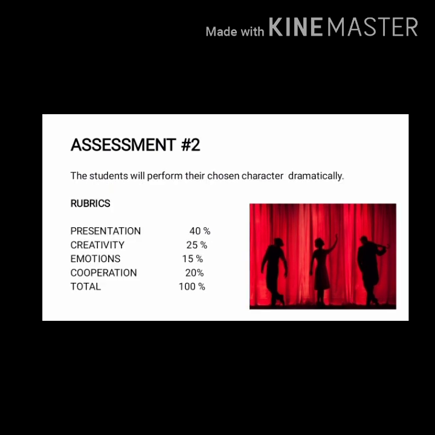Assessment number 2. The students will perform their chosen character dramatically. For the rubrics, presentation 40%, creativity 25%, emotions 15%, cooperation 20% with a total of 100%. I hope that you will be able to submit all of your activities next meeting.